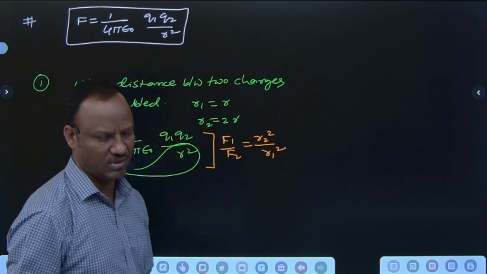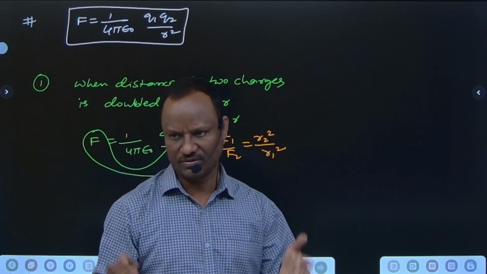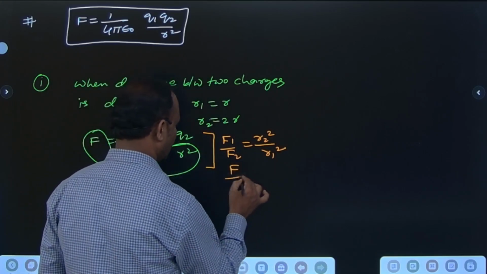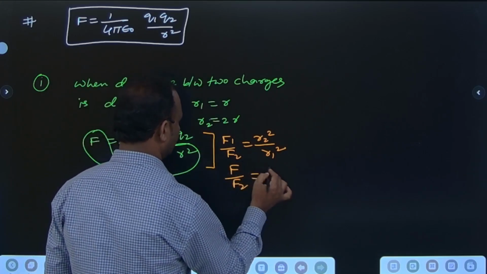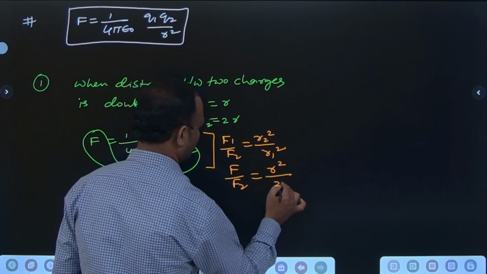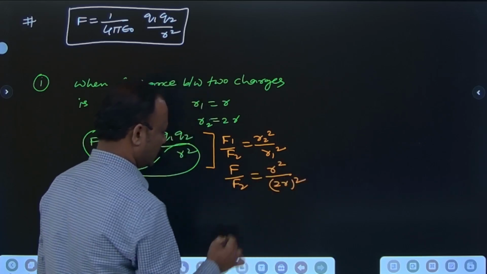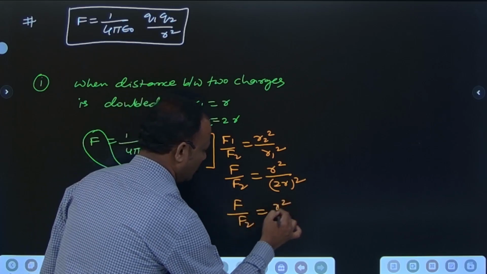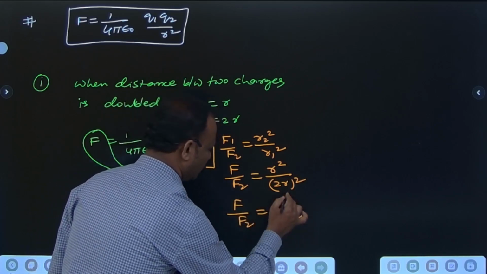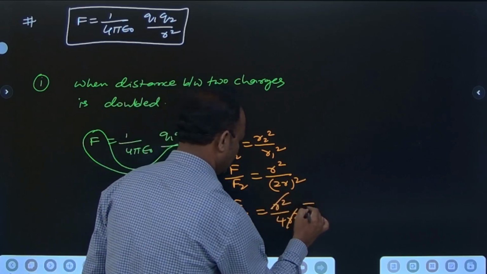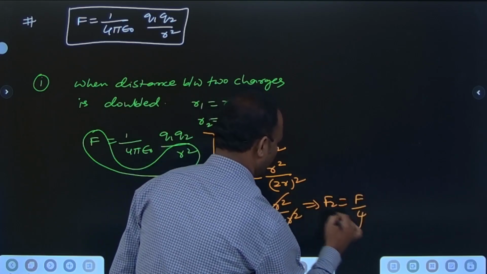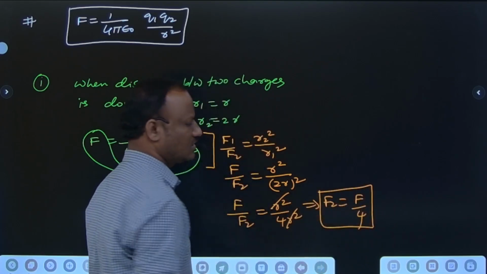Sir, I have taken double. You may make it halved. Okay, half. Yes. So F1 is F, this is F2. R1 is R square, R2 means 2R whole square. So F by F2 is equal to R square by 4R square. These two will be cancelled. Then F2 is equal to F by 4. It's common sense, just a common thing.